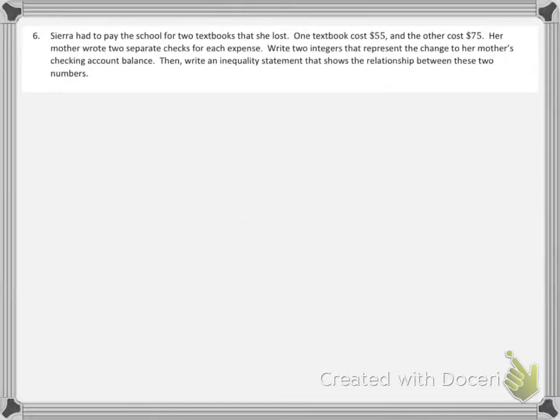All right, number 6, Sierra had to pay the school for 2 textbooks that she lost. One textbook cost $55, that's a negative 55. And the other cost $75, that would be a negative 75. Her mother wrote 2 separate checks for each expense. Write 2 integers that represent the change to her mother's checking account balance. Then write an inequality statement that shows the relationship between these 2 numbers.